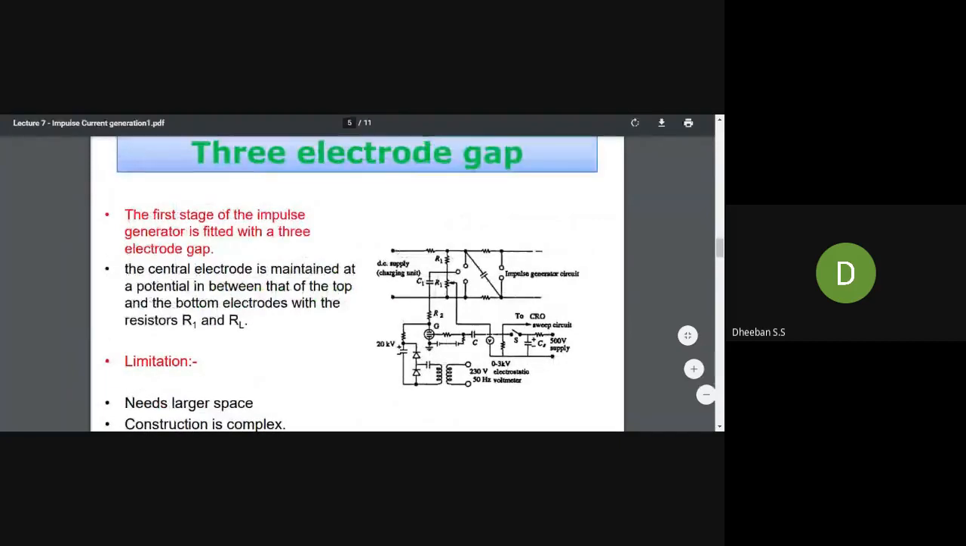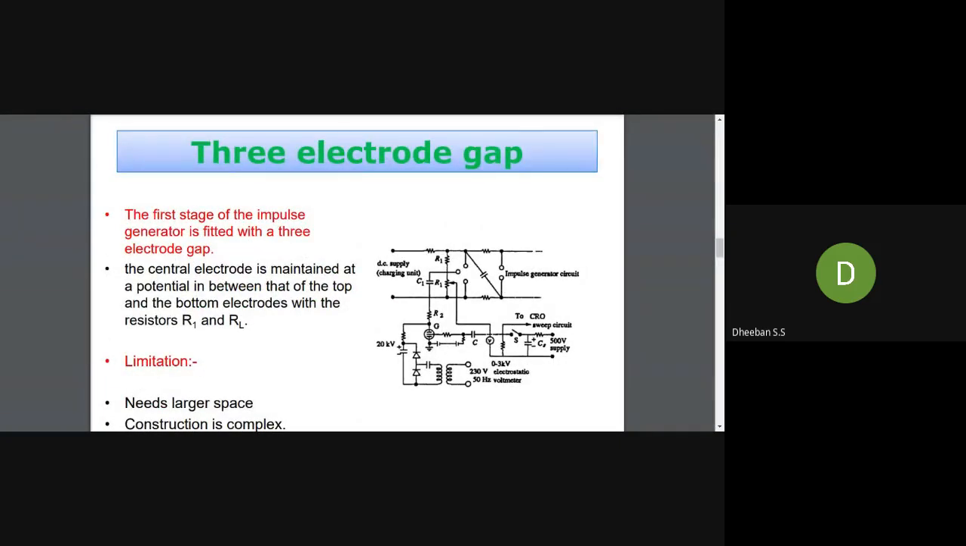This will be somewhat easier to understand. Here you can see this part, where the three electrode gap comes into play. The impulse generator is fitted with the three electrode gap. The central electrode is maintained at a potential between that of the top and the bottom electrodes, by the resistors R1 and RL.